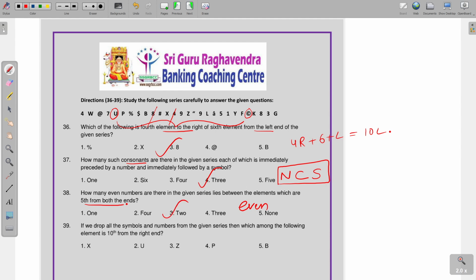Next, if we drop all symbols and numbers from the given series, which of the following is the 10th element from the right hand? So we have to remove all the symbols and all the numbers. After removing symbols and numbers, what remains? Only letters remain. What is the 10th from the right hand? So 1, 2, 3, 4 and 5, 6, 7 and 8, 9, 10. U is the 10th from right.